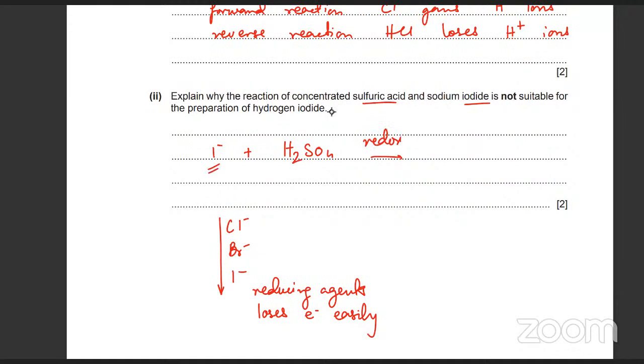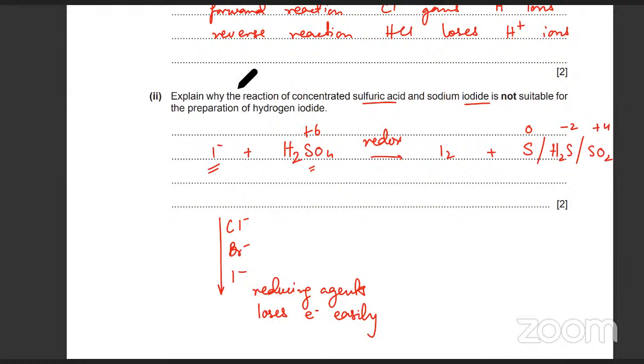Because the I-1 really likes to lose electrons, it turns into I2, and sulfur is the one that has to get reduced. It needs to gain electrons. So it gets reduced to either sulfur, H2S, or SO2. The +6 sulfur ends up gaining electrons, changing to 0, -2, or +4. So it gets reduced. Instead you get a redox reaction.